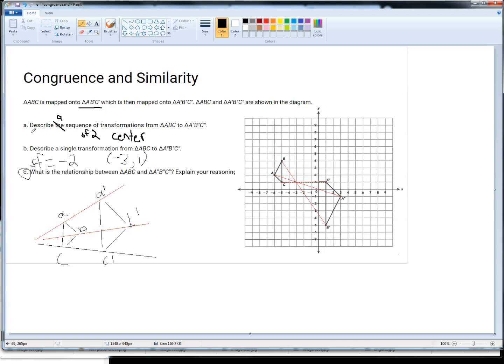Okay? So again, number A, more than one right answer. Letter A, more than one right answer. Letter B, go ahead and use this that I've just shown you. And letter C, give me some of your own thoughts.